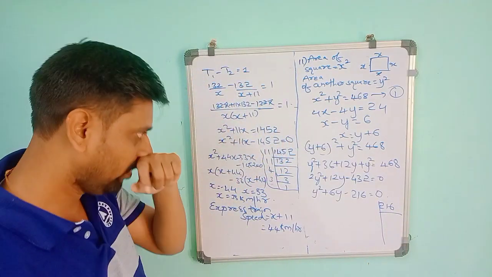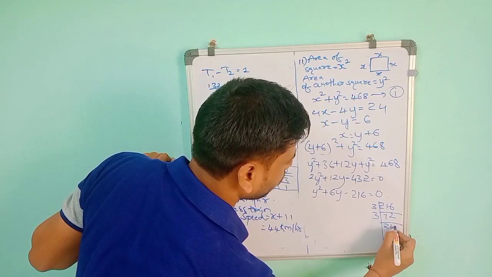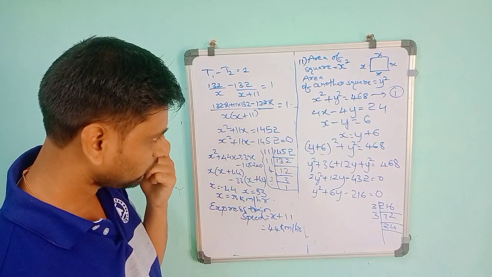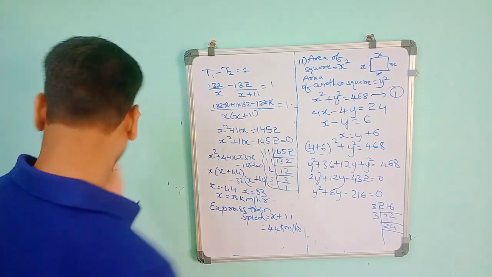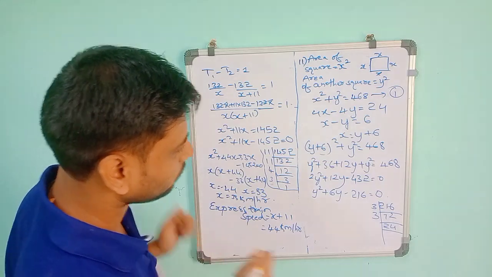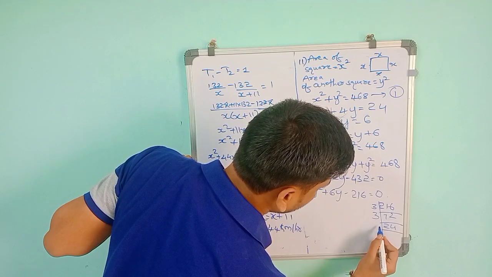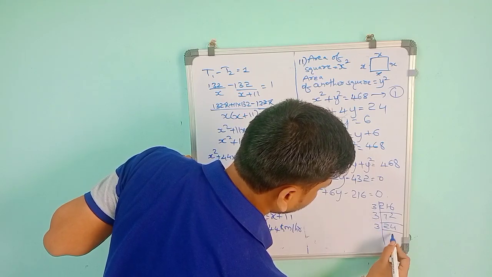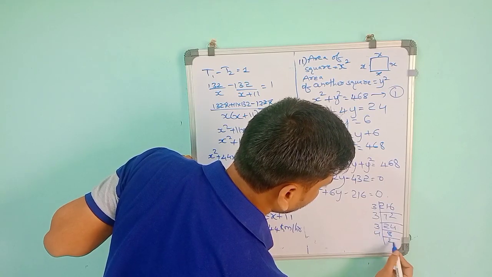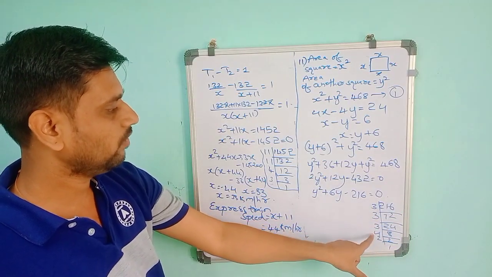So if you take 3, 3 sevens are 21. Again, 3 twos are 6, 3 fours are 12. Then again you can take 3 eights are 24, then 4 twos are 8, then 2 ones are 2. So 216 is split as 3 into 3 into 3 into 3 into 4 and 2.